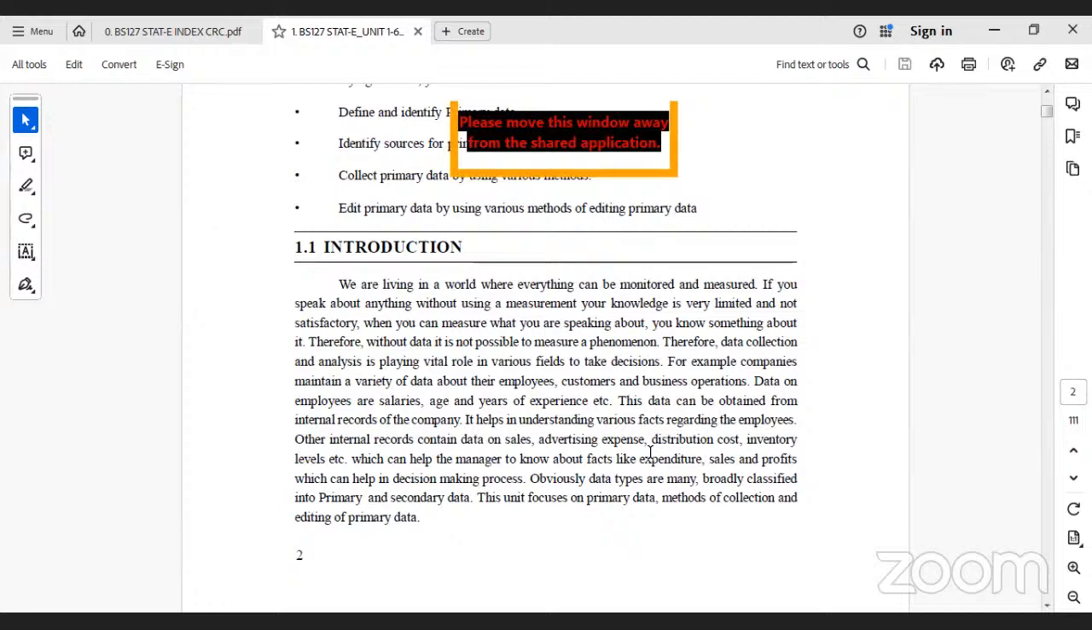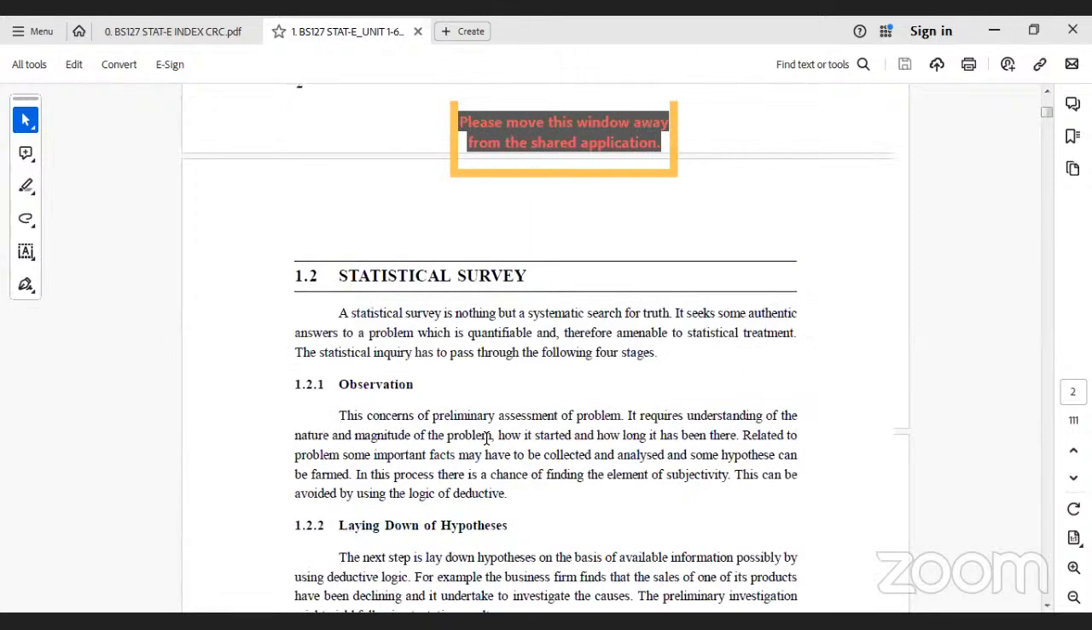Data types are many, broadly classified into primary and secondary data. This unit is only for primary data, focusing on primary data and collection and editing of primary data. What is a survey? What is a statistical survey? In the present scenario, we do statistical data collection through survey reports, online or IVRS or in physical form, where they ask what you have learned and take your opinion, through email survey, physical survey, or IVRS survey.